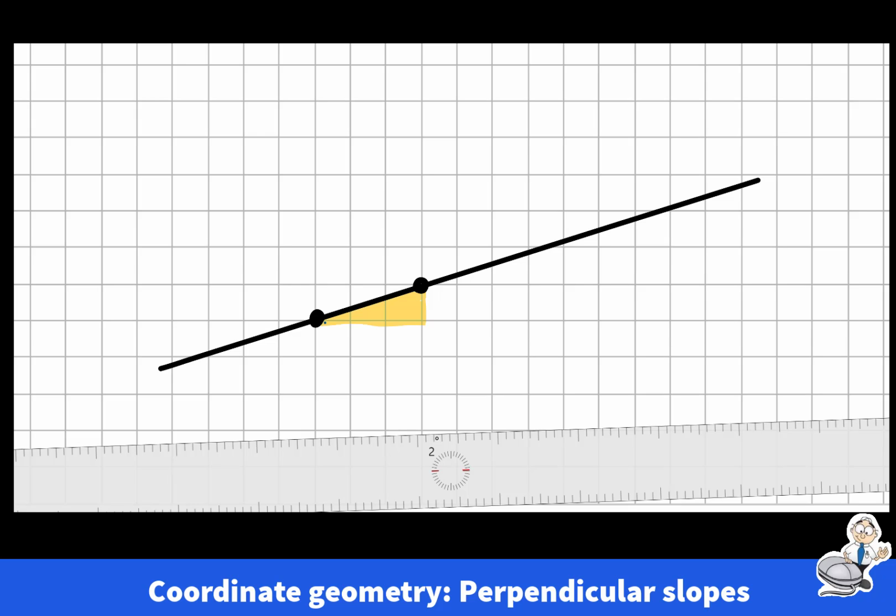Positive. Very good. Because as x is increasing, y is also increasing. And we start to recognize after a while that lines going up in this direction are positive slopes. It seems that when I increase 3 here, I increase 1 there. So the slope of this line is equal to 1 over 3.